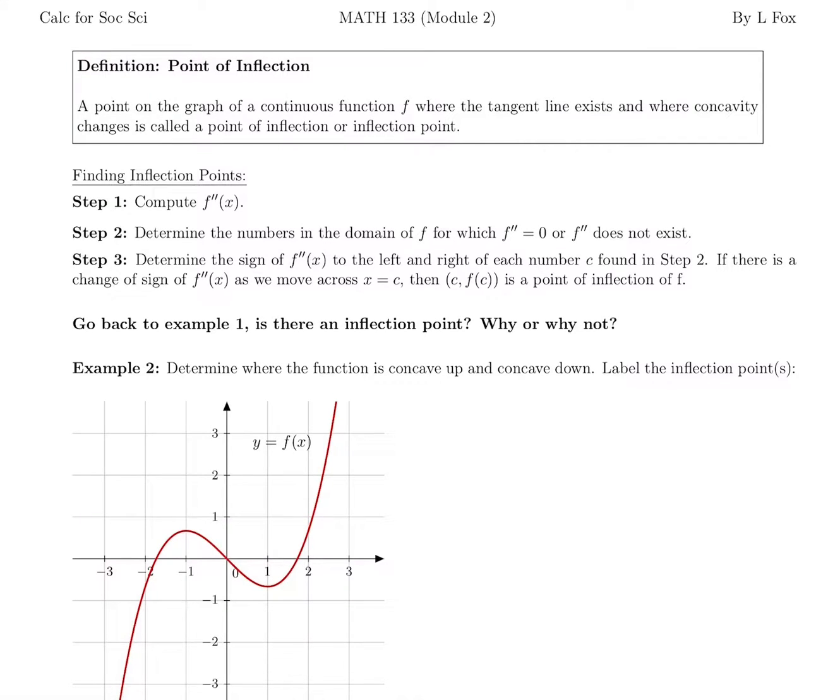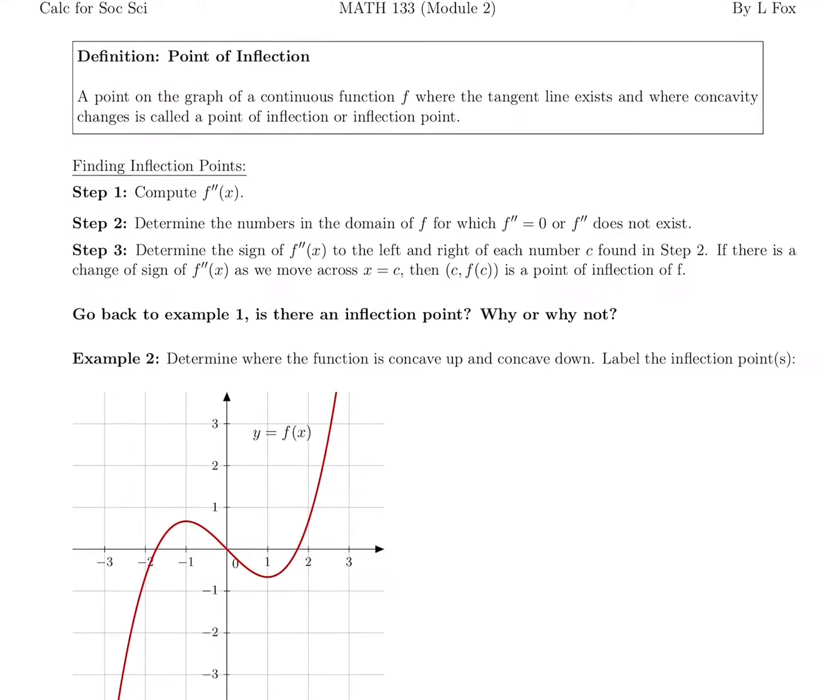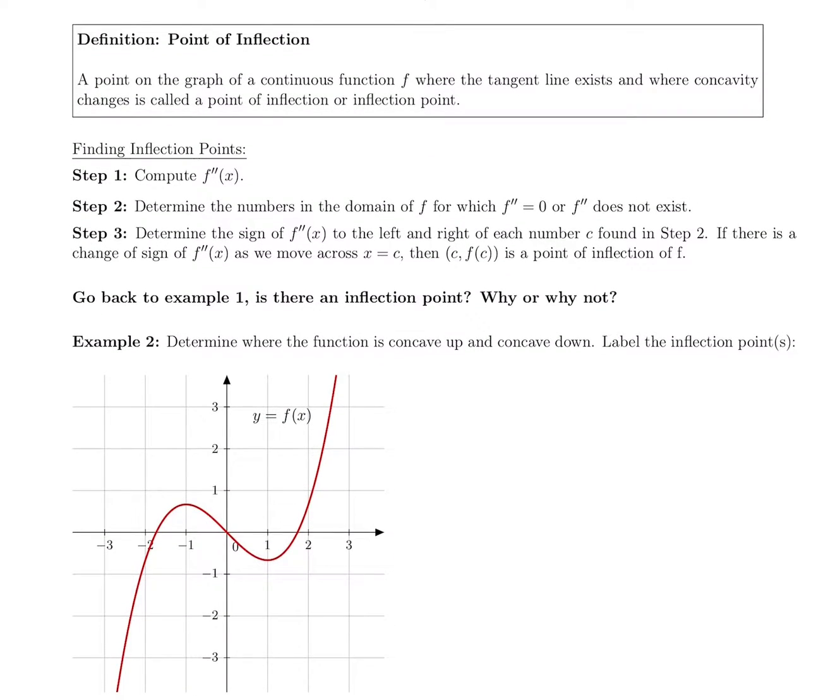Now we're going to talk about points of inflection. So this is like the second derivative equivalent of a critical number. What makes the first derivative 0 or undefined is a critical number. What makes the second derivative 0 or undefined is called a point of inflection or inflection point.